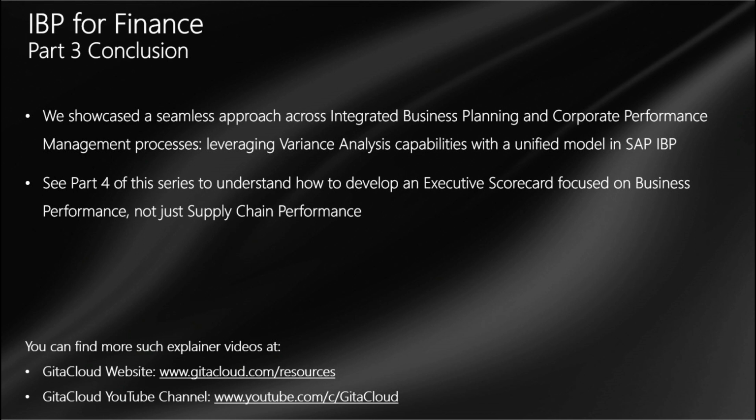In conclusion, we showcased an integrated approach across performance planning and performance management by leveraging variance analysis capabilities right within SAP IBP. This enables a drill down from the overall business level all the way down to individual SKU or resource level to understand root causes for significant variances. See Part 4 of this series to understand how to develop an executive scorecard focused on business and financial performance, not just supply chain performance.